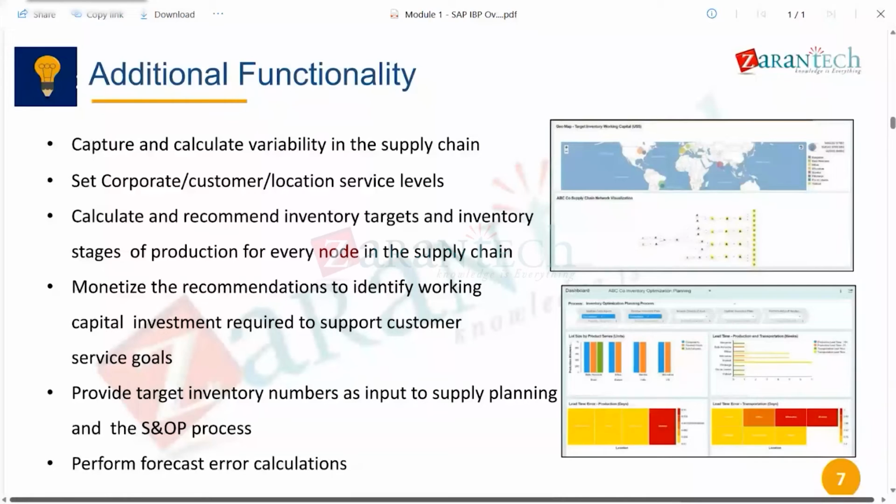Then monetize the recommendation by the IBP, so that the working capital is managed in a better way. The system will automatically give some inputs to improve the working capital. For example, if you set the service level, you will get the inventory target, what the inventory needs to be. Then perform forecast error calculation, so you can anticipate the potential forecast error. That could be the potential inventory error as well, because if you produce based on the forecast, and the forecast is 20% wrong, then your inventory target setting is also 20% wrong to that extent.